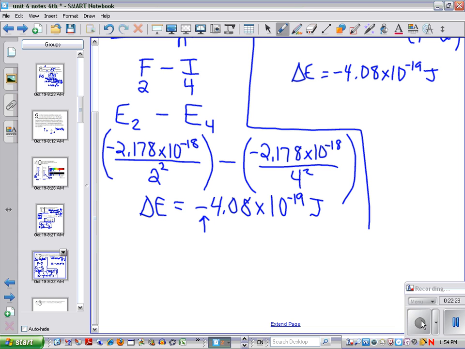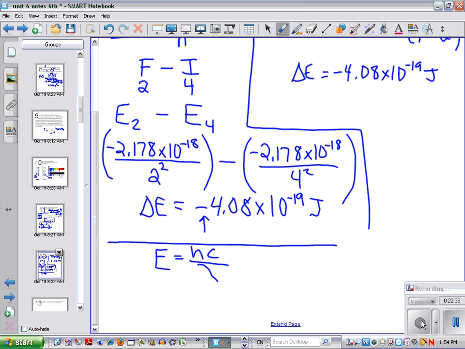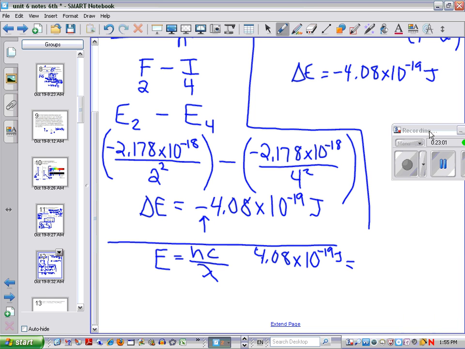So we're going back to our original equation. I'm going to use the combined one where energy equals Planck's constant times the speed of light divided by the wavelength. Our energy was negative 4.08 times 10 to the negative 19 joules. But I don't really need this negative here because we're talking about light being emitted. We're talking about energy in its holistic sense. So the negative is telling us a direction that the energy is going, so we don't really need it. You're not going to end up with a negative wavelength.